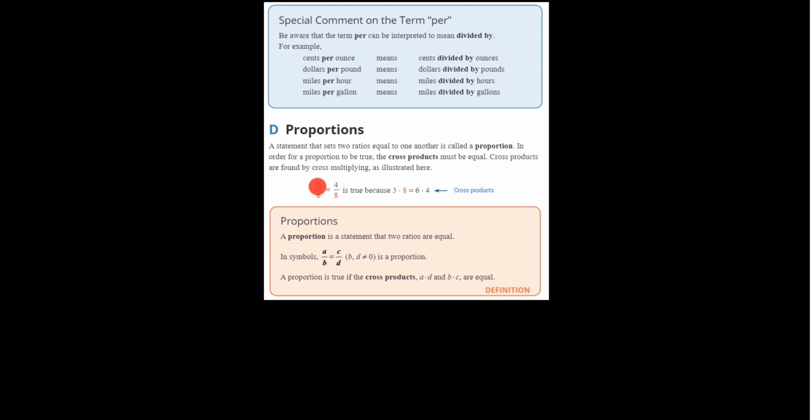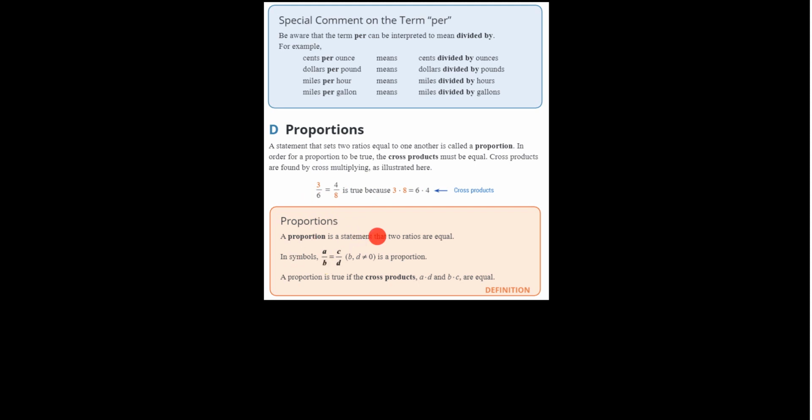So if we have 3 over 6 equal to 4 over 8, hopefully we can see that these proportions are indeed equal, because 3 is half of 6 and 4 is half of 8. But what we're going to do is cross multiply here. 3 times 8 is 24, and 6 times 4 is 24. That's what the cross product is here. Note the different colors. You just cross them.